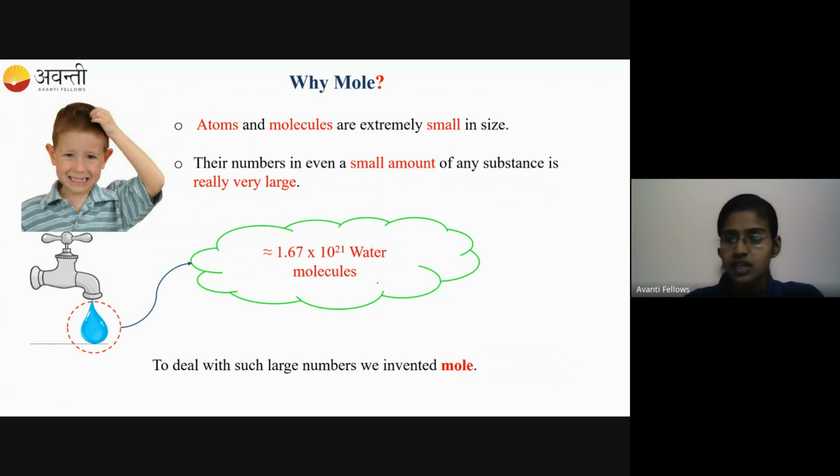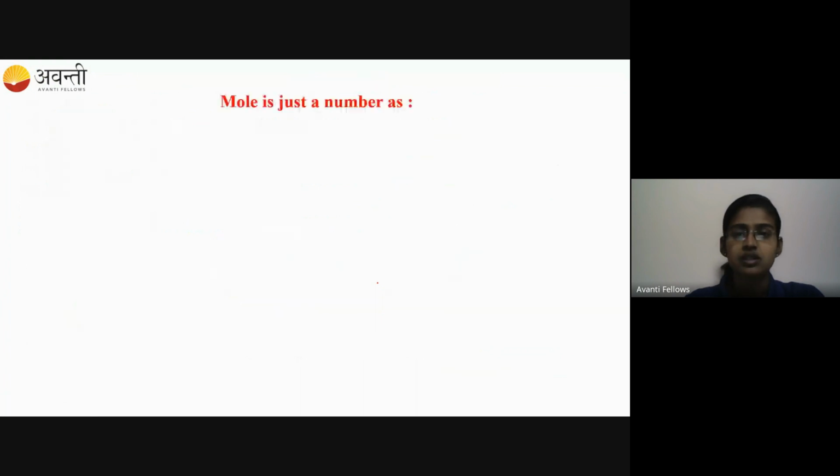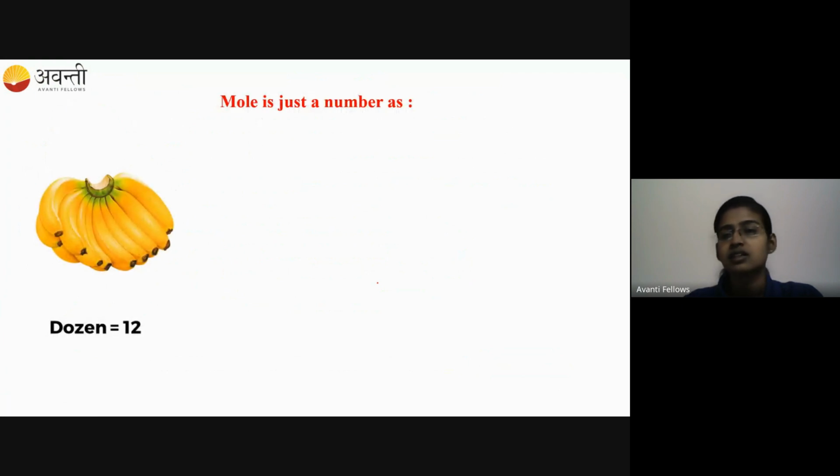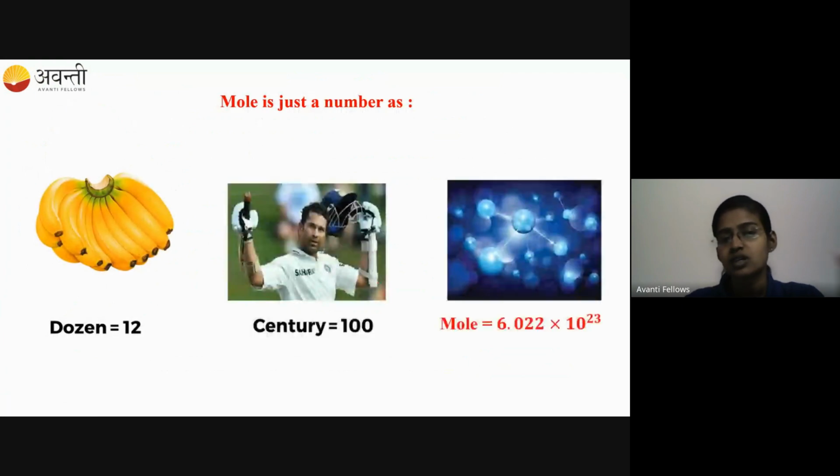Now what is this mole? It is just a number like dozen, century and more. In 1 dozen, there will be 12 particles, like 1 dozen of bananas means 12 bananas, right? Century means 100. So 1 mole means there will be 6.022 into 10 to the power 23 particles. The particles can be ions, atoms, molecules, anything. This many particles will be present in 1 mole of the substance. Clear?